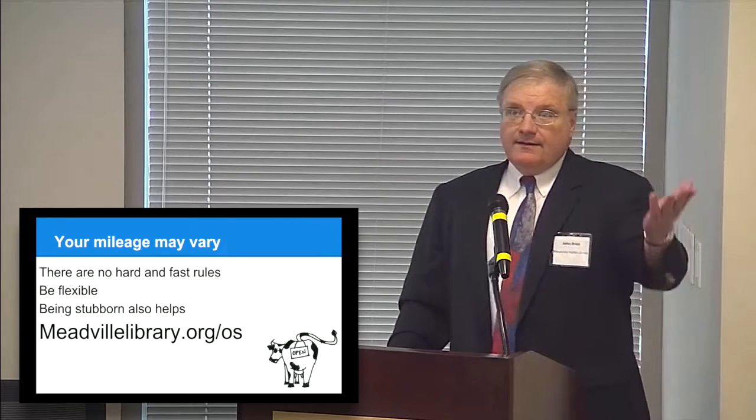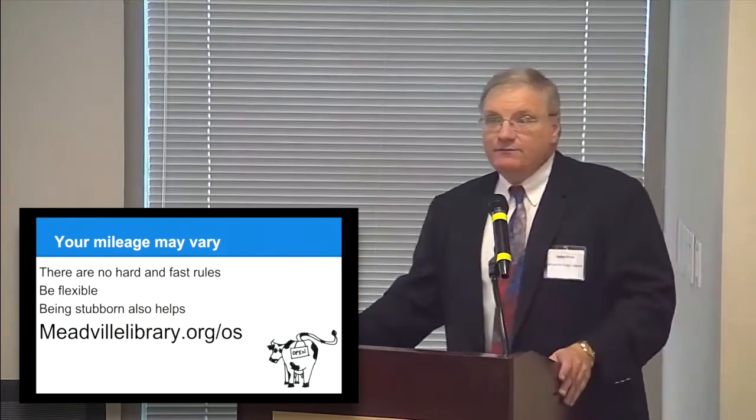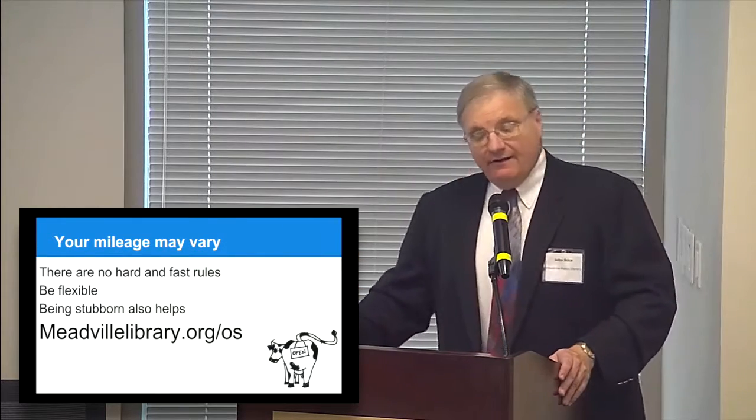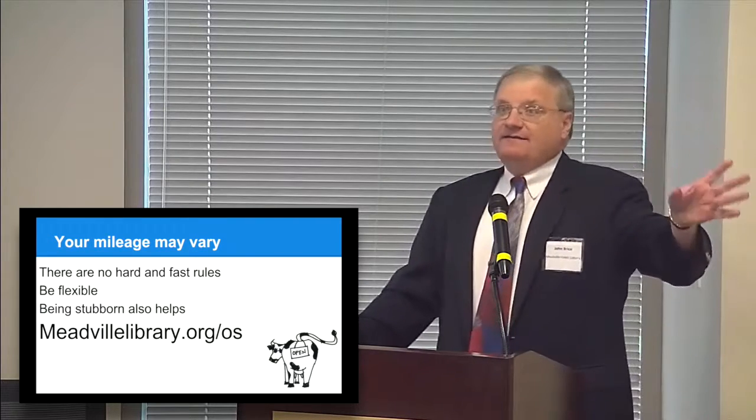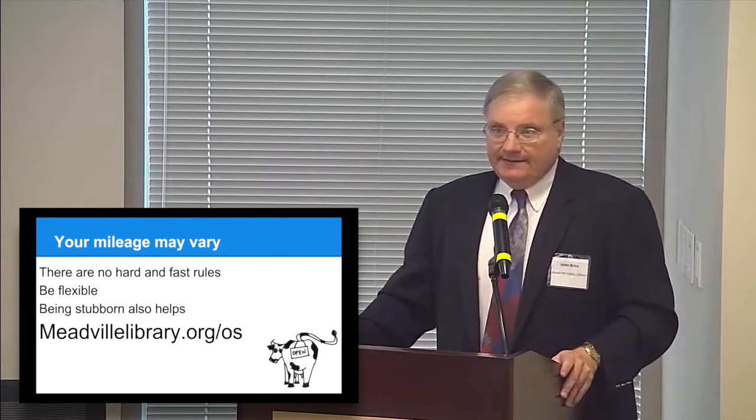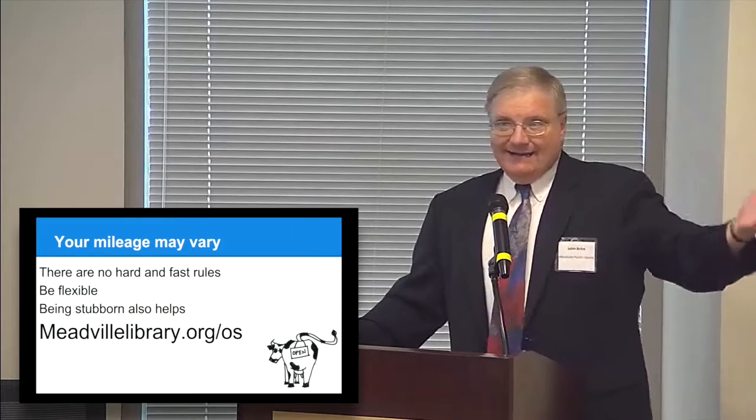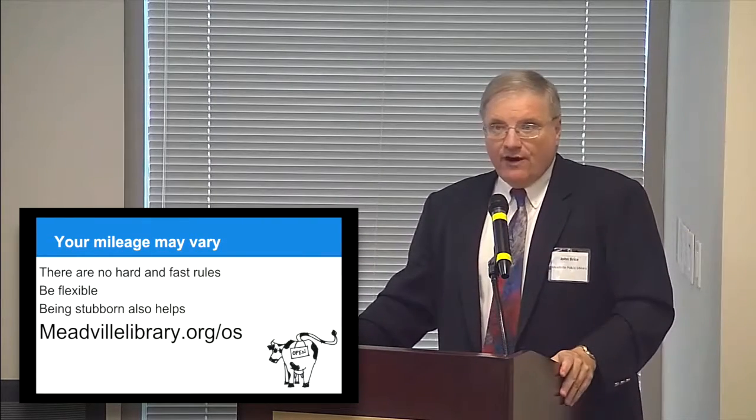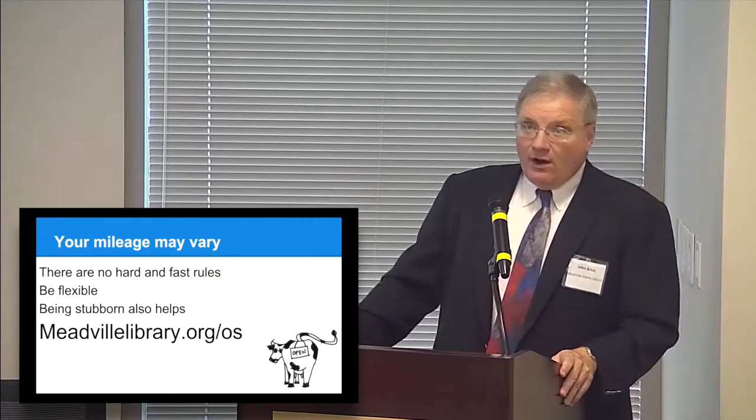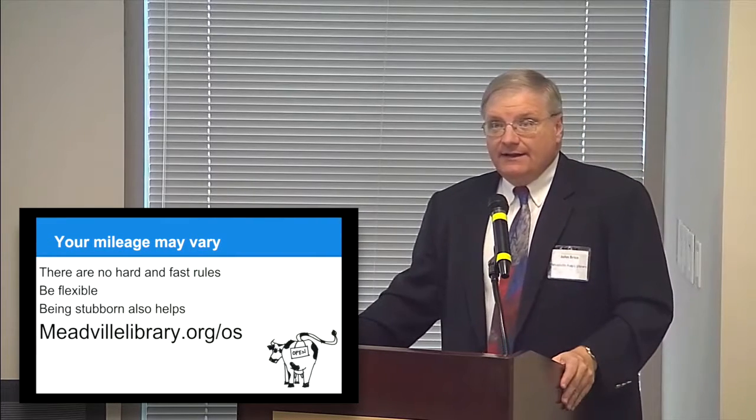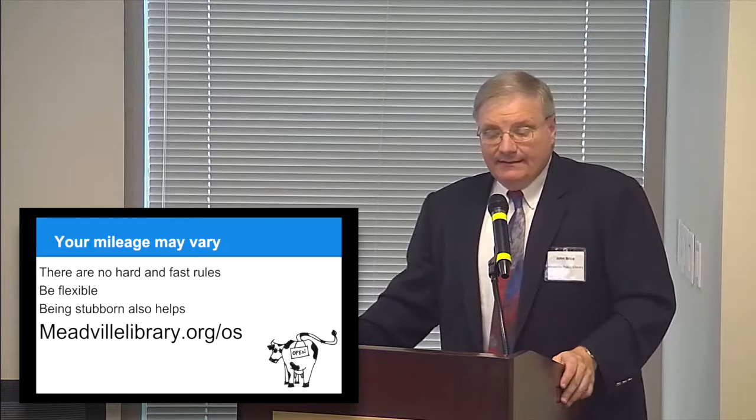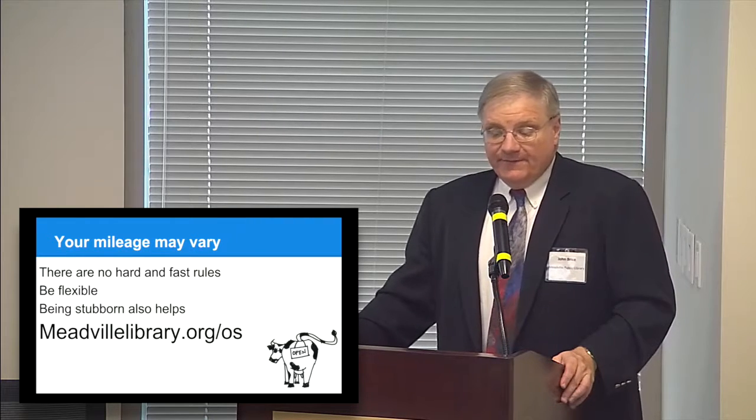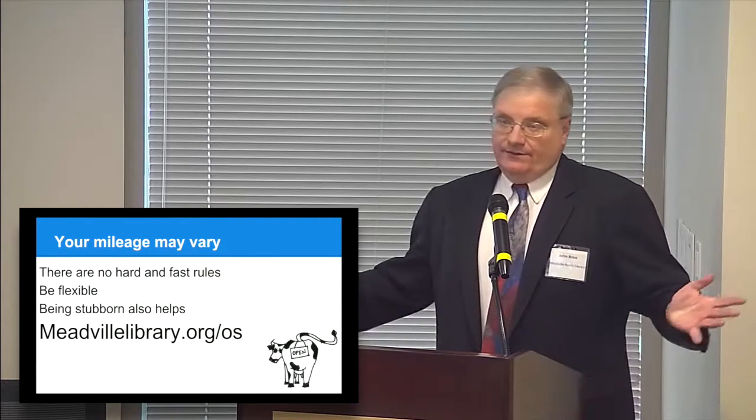So, it's like buying a new car. Two people can buy exactly the same car, and one person gets 34 miles a gallon, the guy next door gets 28. Is it because the guy who gets less mileage hits the accelerator more often? Is it because there's something wrong with the car? Is it because he has a different route from the guy that gets 34 miles a gallon? We don't know.